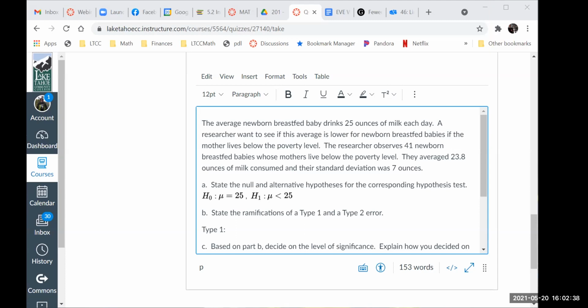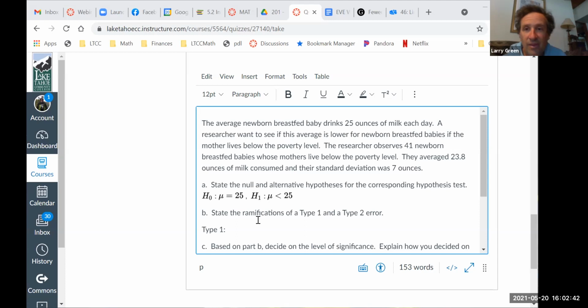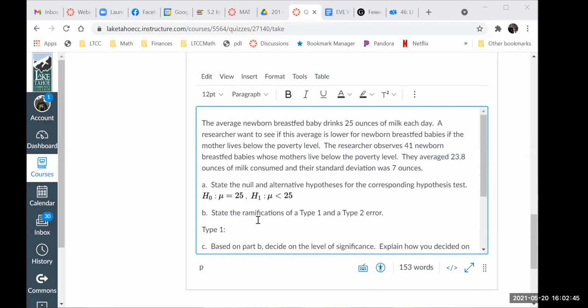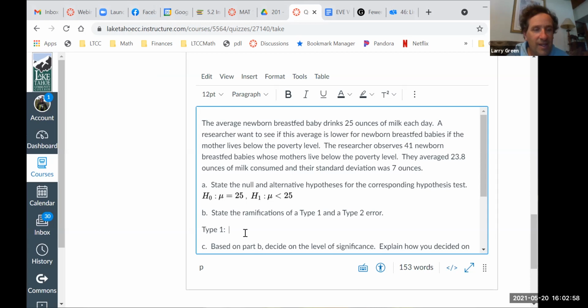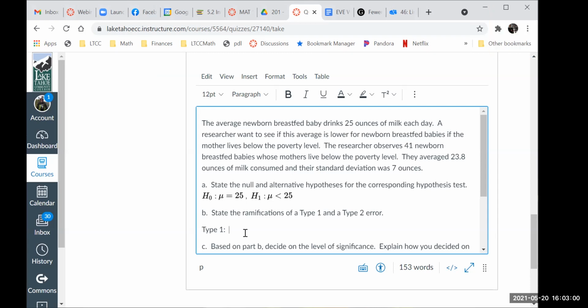For a type 1 error, did you say? Yeah, type 1. Okay, I'm just going in order. The government could end up spending money to help mothers living below the poverty line that they didn't need to spend. Although, to be honest, I don't really think that there's ever a bad scenario of helping people who are below the poverty line.